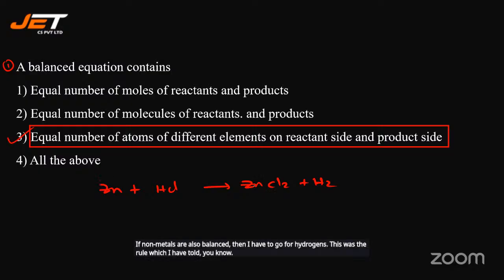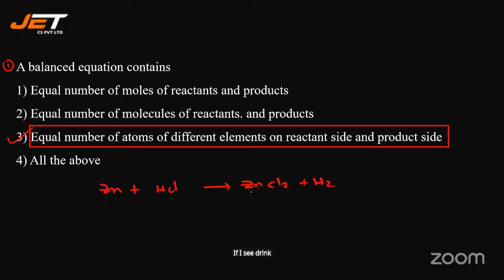If I see zinc, on either side zinc is balanced. There is one here, one here. I am checking the atoms here, not the molecule. I am checking whether the number of zinc atoms is balanced on either side. Next, if these are balanced, I'll go for chlorine because chlorine is a non-metal.